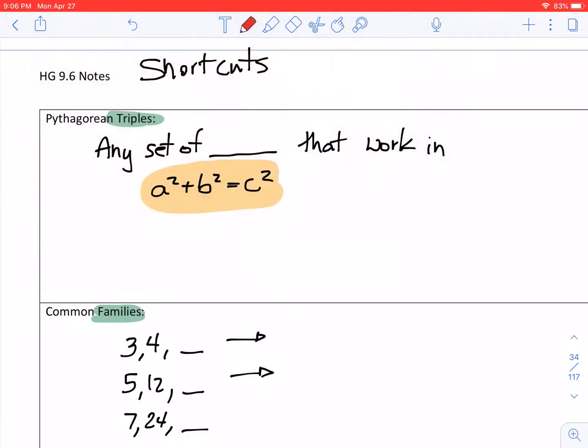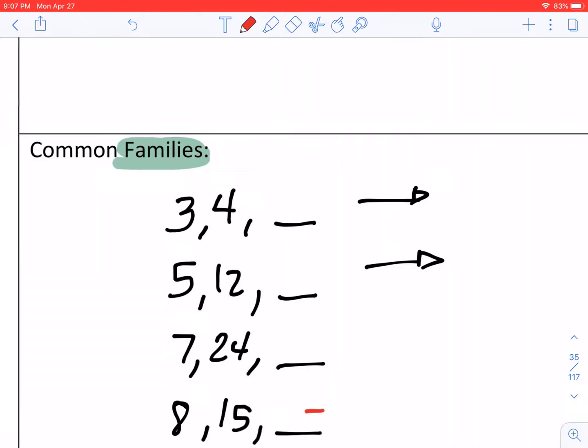Today we'll be talking about families. These families come in groups of 3, so we will call them triples, specifically Pythagorean triples. And a Pythagorean triple is any set of integers, again that'll be 3 of them, that work in a squared plus b squared equals c squared. And you probably already know one of these families. It's called 3, 4, 5.